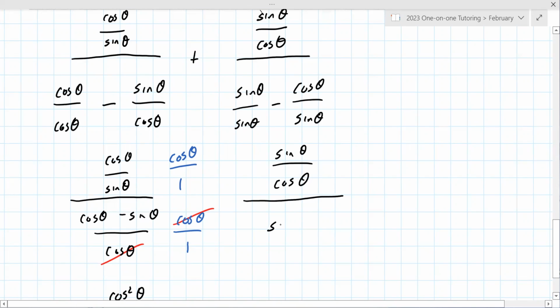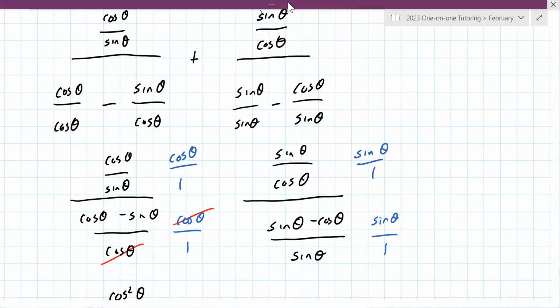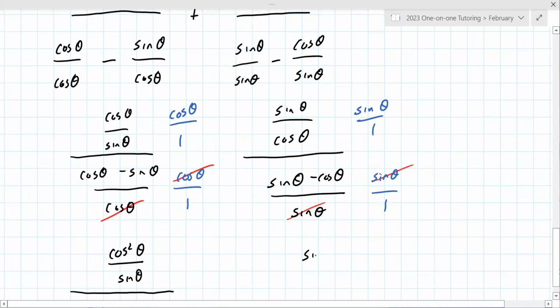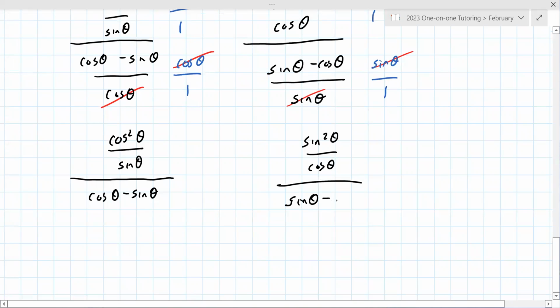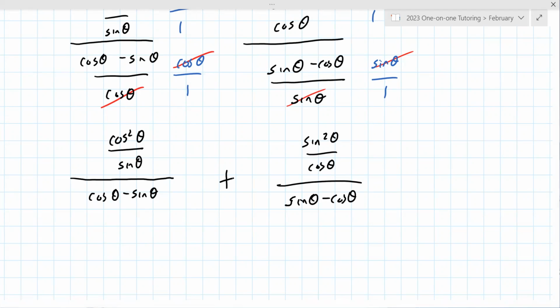The one on the right here, we're going to do the same thing. It's sine theta minus cosine theta over sine theta. And then we're going to multiply the top and bottom by the sine theta. So just like you mentioned there, those are going to cancel, the sine thetas, and then you got sine squared theta over cosine theta over sine theta minus cosine theta with a plus. Still a plus in the middle. Is that okay so far? Yeah. All right.